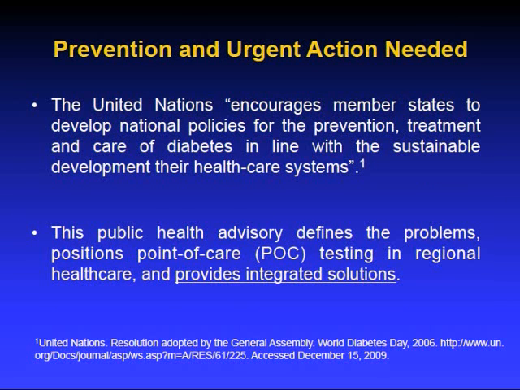In 2006, the United Nations recognized type 2 diabetes as a serious epidemic for which urgent steps to improve management and disease prevention are needed. They have called for member states to develop national policies for the prevention, treatment, and care of diabetes in line with the sustainable development of their healthcare systems. This public health advisory defines the problems, positions point-of-care testing in regional healthcare, and provides integrated solutions.